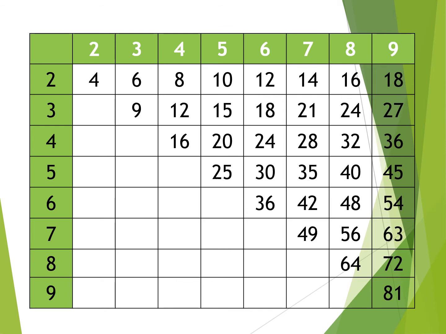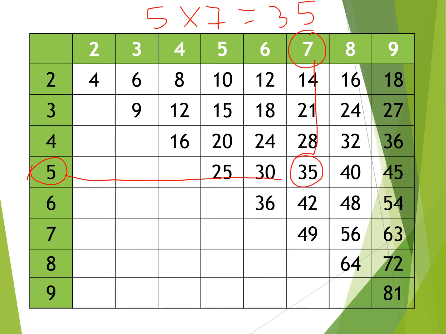Now let's try some questions. Say you want to find out the multiplication of 5 and 7. So 5 times 7 is equal to what? Let's see. So we always start with the smaller number. So the smaller number is 5. So you go to row 5, and then you locate the next number, which is 7, in the column. Okay, this one. So you try to see where they meet. Okay, they meet here. So the answer should be 35.